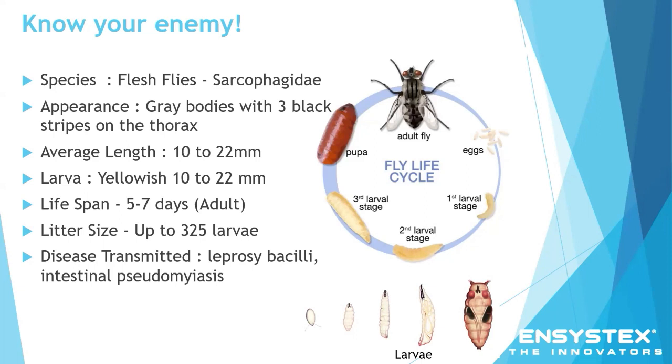Take it one step further. 100 days, and remember, this is just over 3 months. We divide the 80 million by 2, we get 40 million that lay 160 eggs. You've got 6.4 billion flies within just over a 3 month period. It's not a long time. You might have visited that site 3 times or 2 times, depending on the situation.